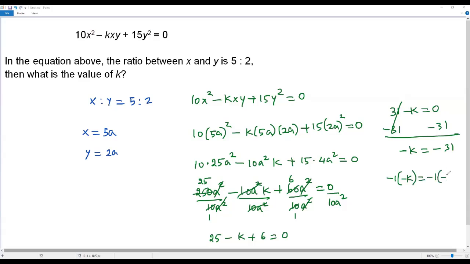So let me do it. When I multiply negative and negative, it becomes positive. 1 times k is k. Negative times negative becomes positive, and 1 times 31 is 31. So now I got the value of k. The value of k is 31.